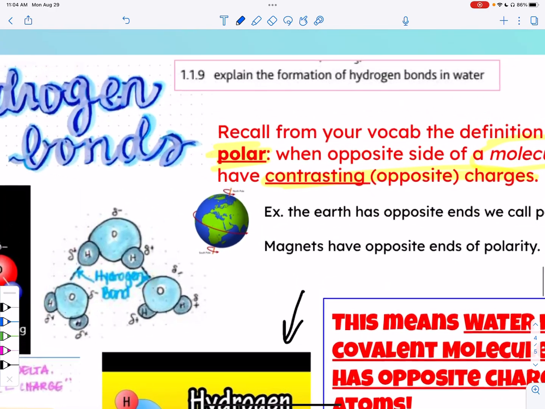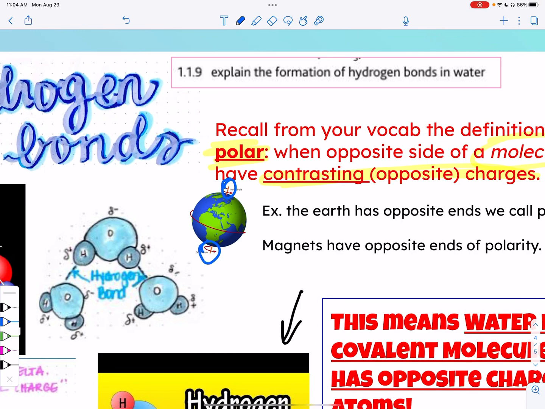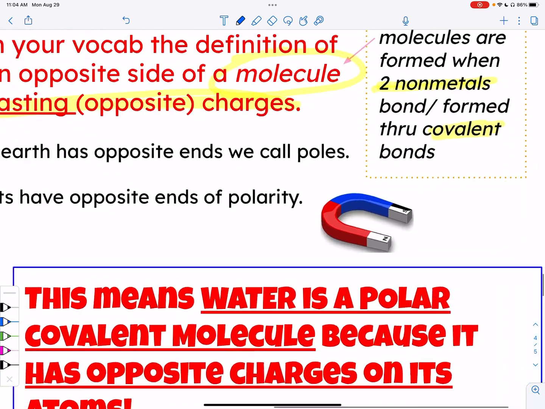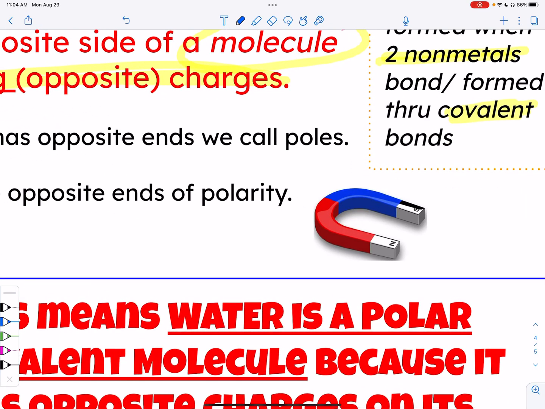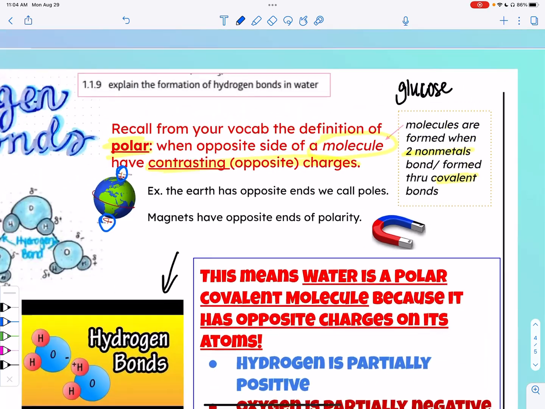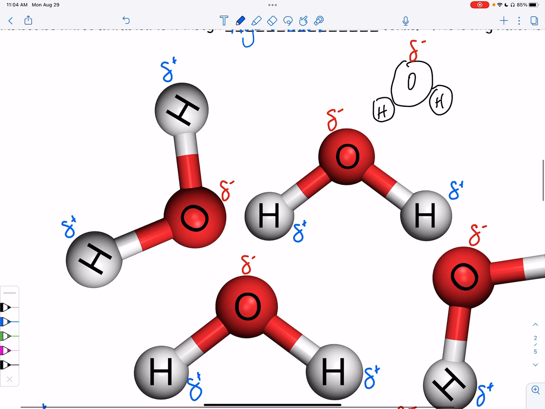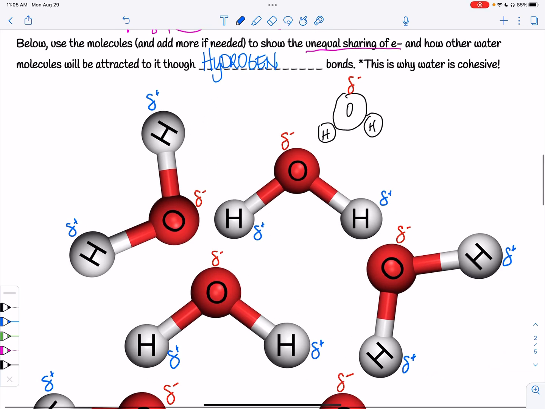And so other things I compared it to, right? Like you have the North Pole, the South Pole, so opposite ends, but also magnets, right? So opposite ends of a magnet will attract to themselves. The same sides, no, they will not. They'll repel.